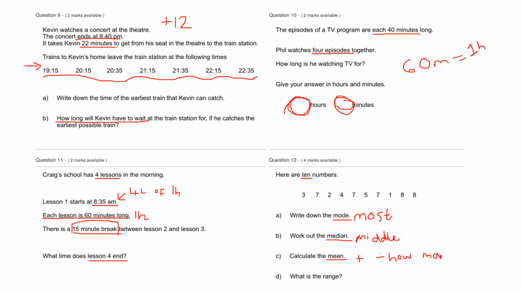And then the range is how different are your numbers, so how spread apart are they? And you can work that out by finding the biggest number, finding the smallest number, and doing biggest take away smallest. And that tells you the difference, or we call that the range. Same again for the last question.